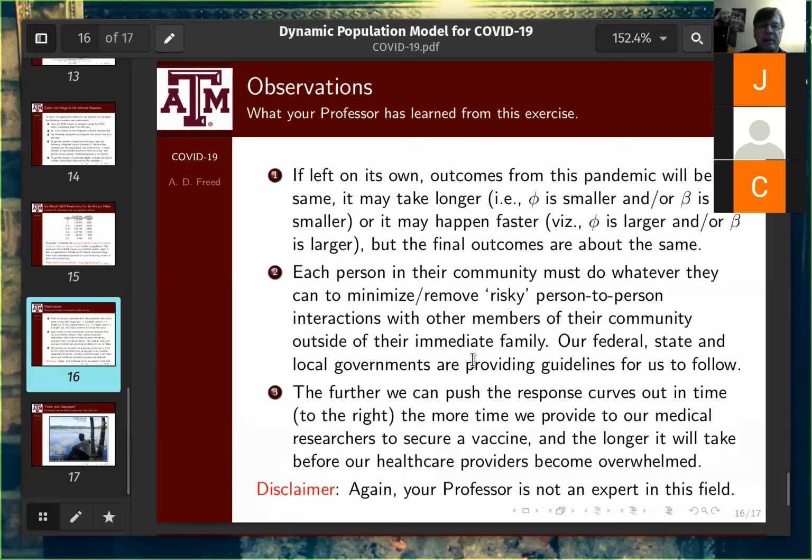So the last slide here is what I learned from this exercise. Again, this is not my area of expertise. I just knew that you had differential equations that they were using, and I thought this would be an interesting problem to look at and maybe help my students, you folks, have a different way of looking at this and understanding the potential severity. Again, this is just a model. Is it an accurate or a good model? There's no way of knowing yet.